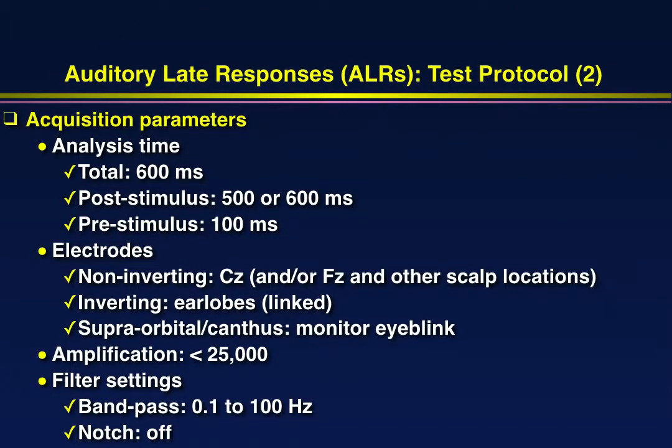Going on to the acquisition parameters for the late response: a longer analysis time. We can now use a midline electrode. We don't use hemisphere electrodes clinically for measuring the middle latency. It could be on the vertex, or it could be on the high forehead. And we use filter settings where all the low frequencies are preserved, because this is a very low frequency response. The energy is mostly around 10 hertz.